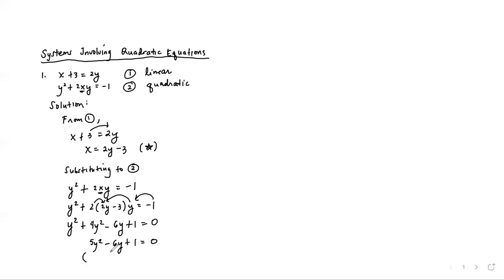So factoring this equation, or factoring the quadratic expression, we get (5y minus 1) times (y minus 1). So solving for y, we're equating both factors to 0. So we get 5y minus 1 equals 0 and y minus 1 equals 0. For the first equation, we get y is equal to 1/5. And for the second equation, we get y is equal to 1.